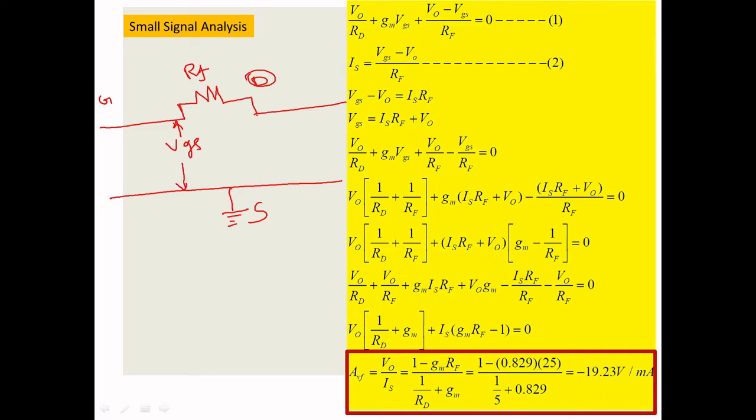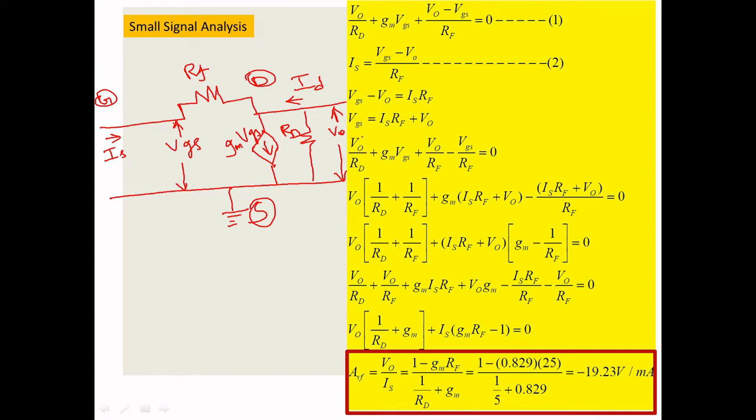and here you will be having your VS, and here you will be having your dependent current source gm VGS. RD is your output resistance, and here you will be having your V0, and the input current will be IS, right? So this is our understanding from the previous circuit that you have discussed on the main circuit.